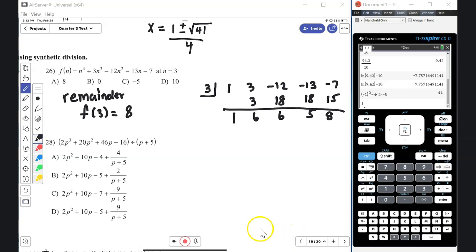And if you wanted to check it, you would just have to put in the calculator, parentheses, 3 to the power 4, plus 3 times 3 to the power 3, that's what I meant to say, minus 12 times 3 squared, right?